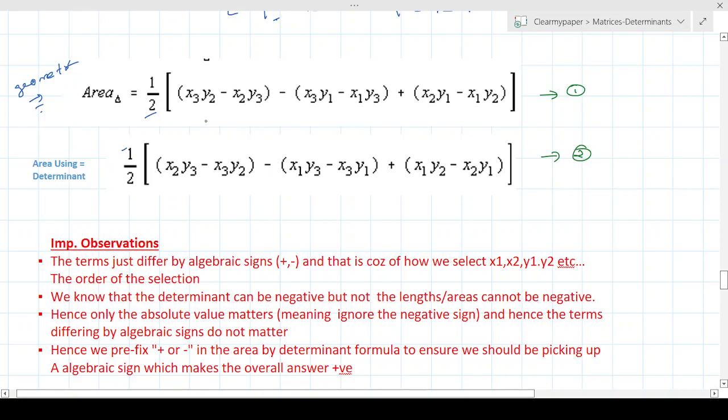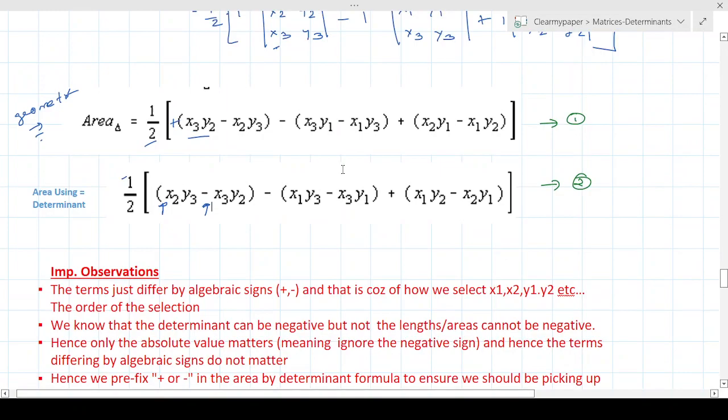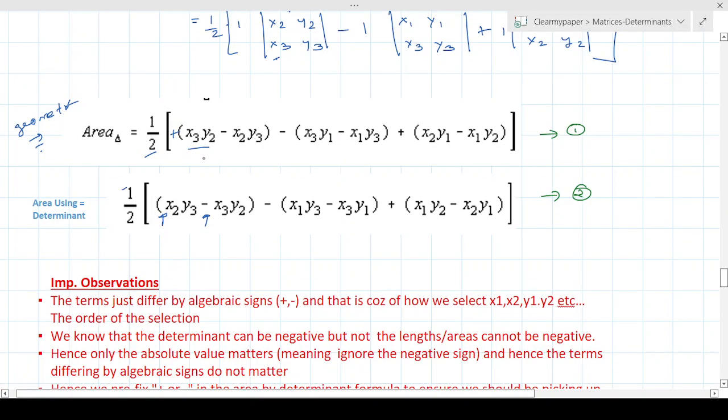So the differences are in the algebraic sign of each of the terms. For example, if you see x3 y2 is positive here, and over here it's negative, and x2 y3 is negative here, over here it's positive. Those are the differences across each of these terms for most of what we find in this equation. And the reason for that is how you choose the variables.